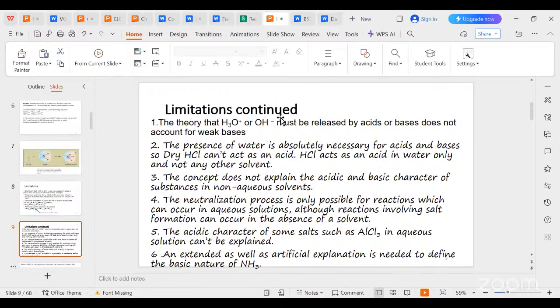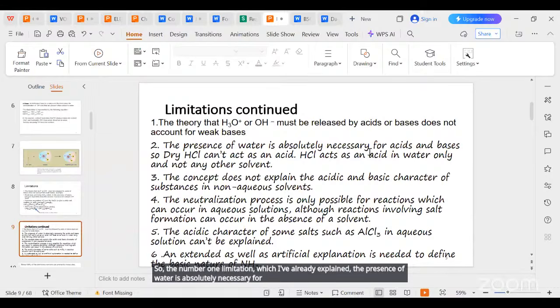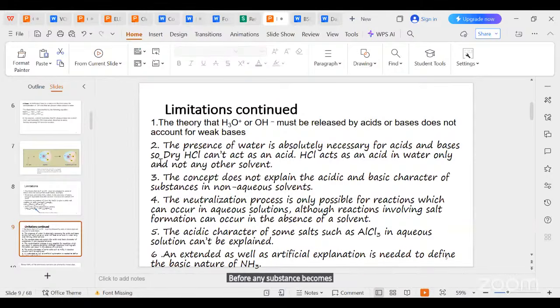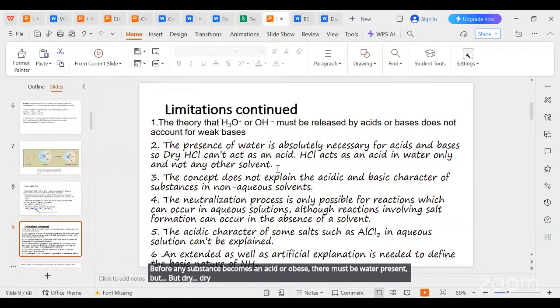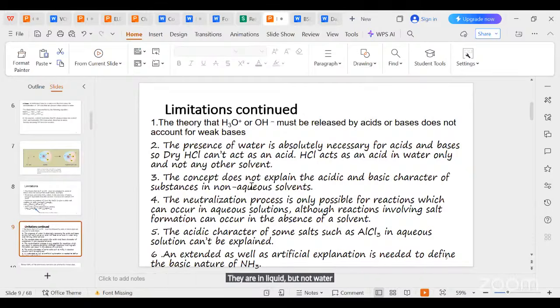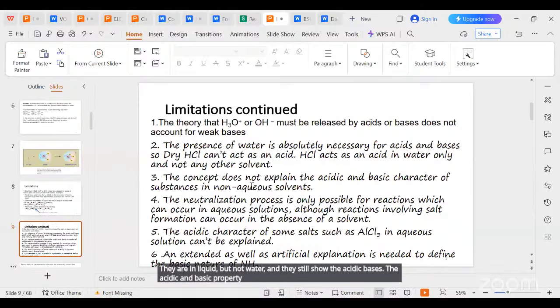So the number one limitation, which I've already explained, is that the presence of water is absolutely necessary for acids and bases. Before any substance becomes an acid or base, there must be water present. But dry HCl also acts as an acid, so it cannot explain how it acts as an acid. It does not explain the acidic and basic character of substances in non-aqueous solvents. There are some liquids that are not water, and they still show acidic and basic properties. So the Arrhenius theory does not explain that.